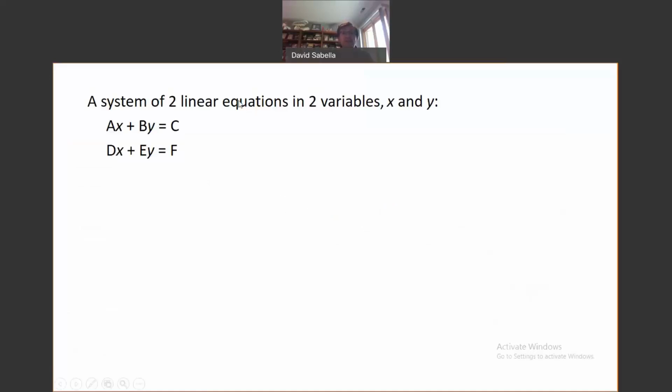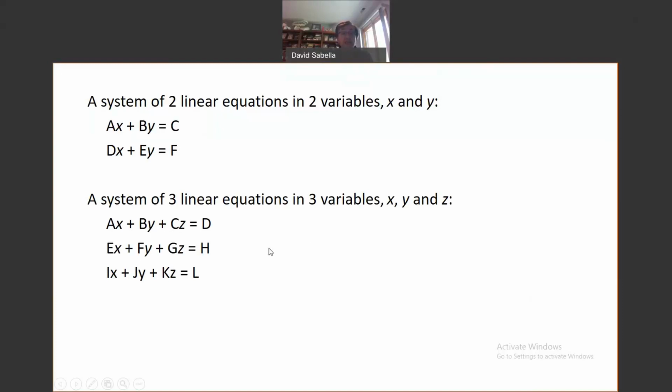If you have a system of two linear equations in two variables, we'll call that x and y. We get ax plus by equals c. Second equation would be dx plus ey equals f. And it could be that the coefficients are the same. A and D could be the same, but they don't have to be.